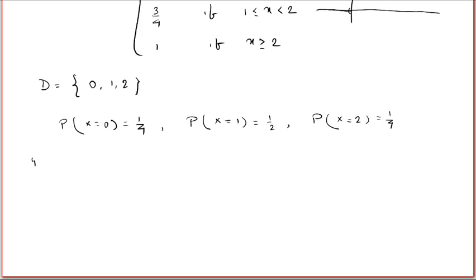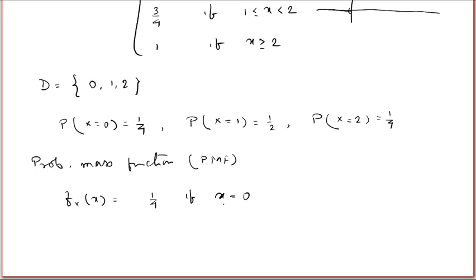So the probability mass function, which we write as PMF, is nothing but, in this case, f of x at the point x is 1 by 4 if x equals 0, half if x equals 1, 1 by 4 if x equals 2, and it is 0 otherwise.